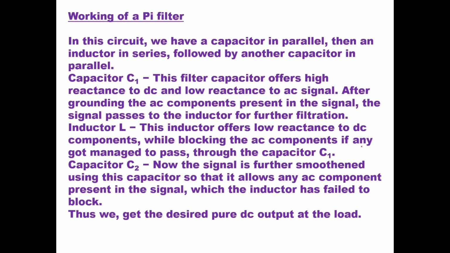Then comes the inductor L. This inductor offers low reactance to the DC component while blocking the AC component, if any managed to pass through the capacitor C1. Similarly, one more capacitor is there, C2. Now the signal is further smoothened using this capacitor, so that it bypasses any AC component present in the signal which the inductor has failed to block. So filtration is done three times, first by C1, then by L, then by C2. And then the desired pure DC output reaches the load.